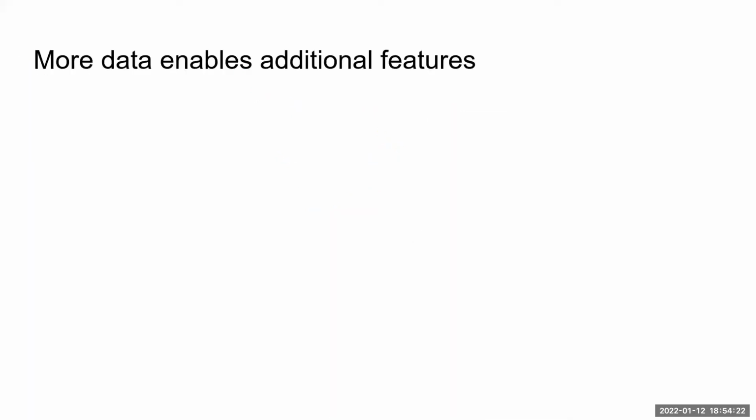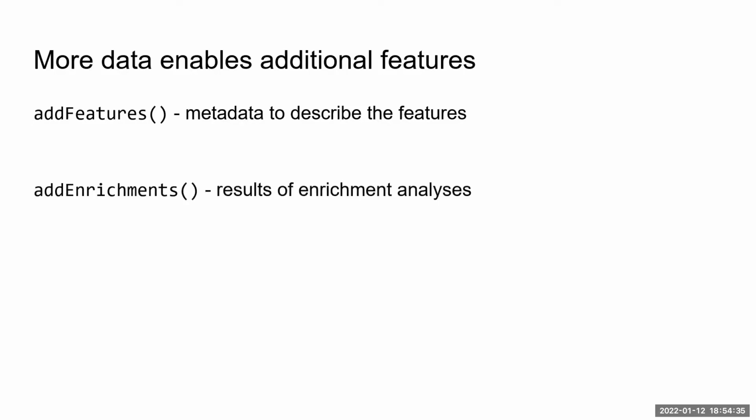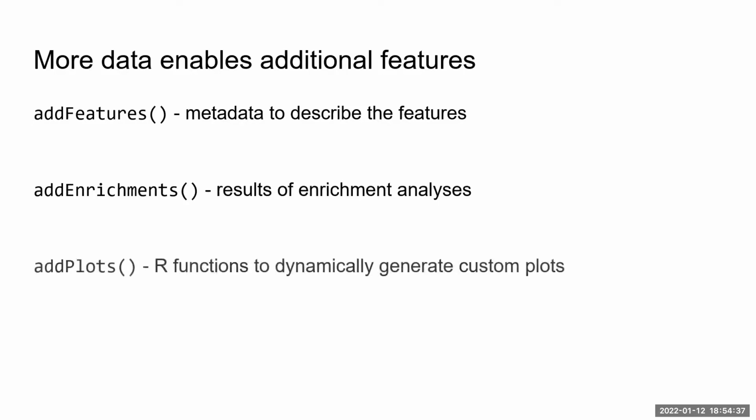So like I said, this was the most minimal study possible that's supported. As you add more stuff, each thing you add will add new features in the app. You can add metadata to describe the features, and those will be included in the table. You can add enrichment results. It's a whole other pane.